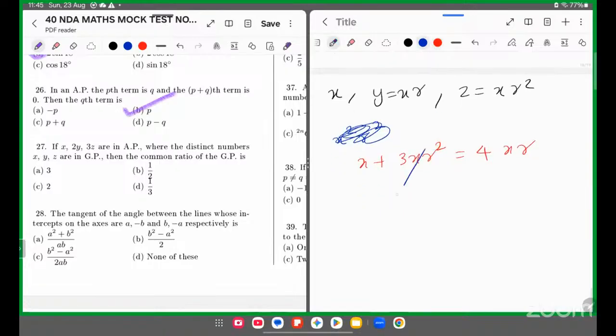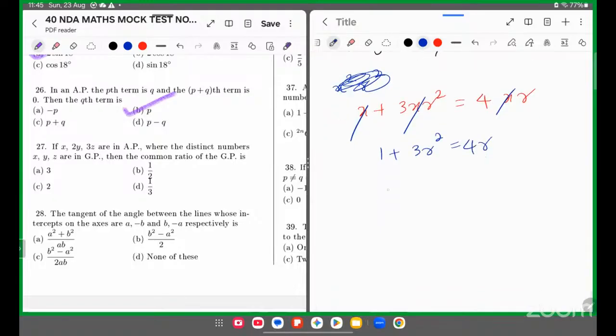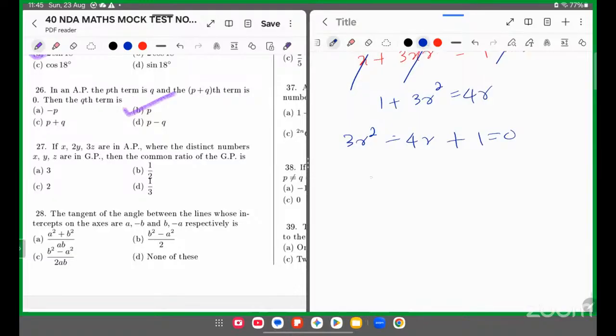x can be cut from all the terms. So 1 plus 3r square equal to 4r. So I will be able to write 3r square minus 4r plus 1 equal to 0. So this can be factorized as 3r minus 1 and r minus 1.